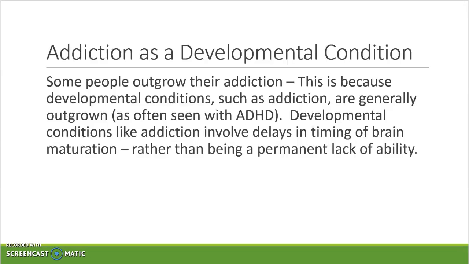So again, looking at addiction from that developmental learning perspective, it's interesting because this theory says that people outgrow their addiction. And this is reflected in the literature. We see people generally, if they have used in their 20s, 30s, generally by their early 30s to mid 30s, people just start to move away from substances. This is because developmental conditions such as addiction are generally outgrown.